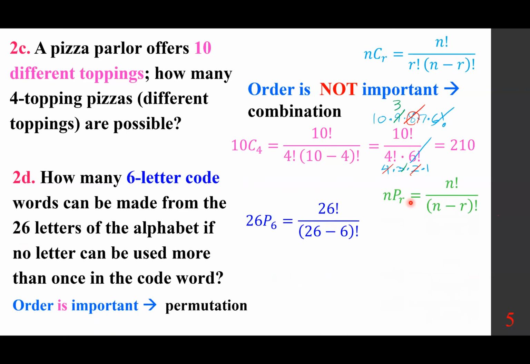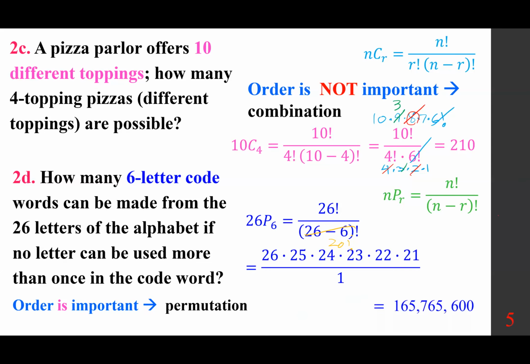Now, of course, this is 20 factorial. And it's the same as writing 26 all the way to 21. And then the 20 factorial cancels out. So you have 26 times 25 all the way to 21. And you come up with a huge number, 165,765,600. But this is the key, everybody, to showing your reader you understand. And the rest, you can use a calculator. This is what gets you full credit.